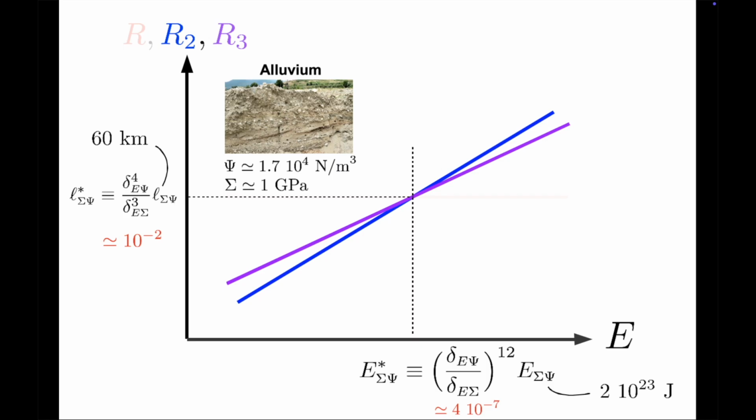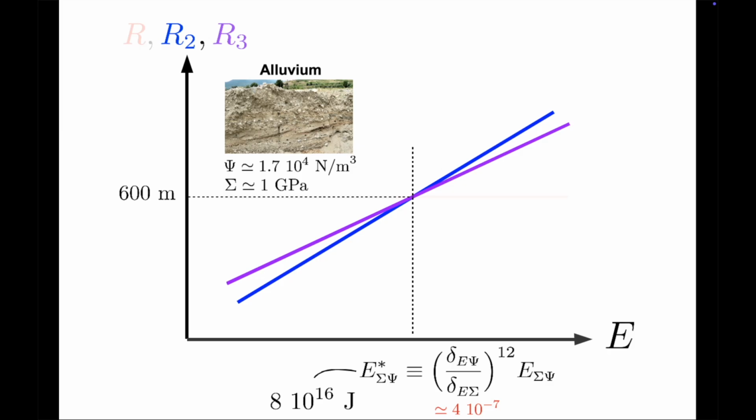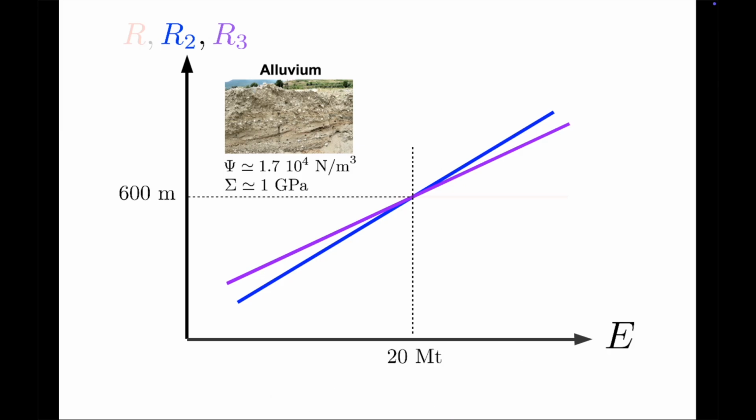These numbers are still immense, but if we now take into account the numerical corrections, we get more sensible numbers: a critical radius around 600 meters, and a critical energy around 8 times 10 to the 16th joules, which is about 20 megatons of TNT equivalent, around the insane yield of the biggest nuclear bombs out there.